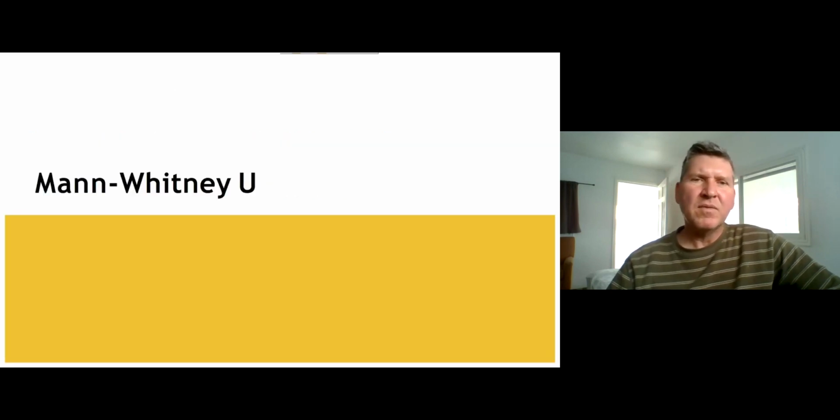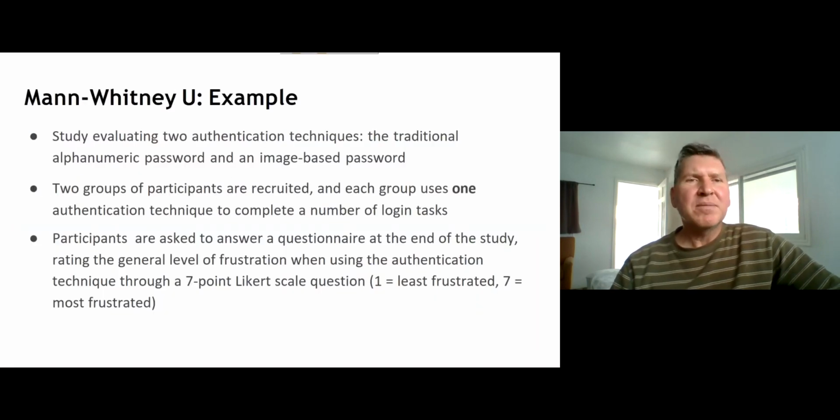First, let's talk about the Mann-Whitney U. Here's an example. We have a study that's evaluating 2 different authentication techniques, the traditional alphanumeric password and an image-based password. We have 2 groups of participants. So what is that? Is that a between group or a within group? Between group, right? And each group uses 1 authentication technique to complete a number of login tasks.